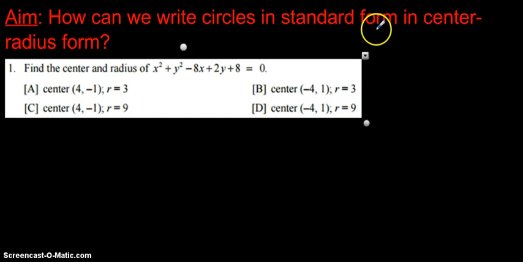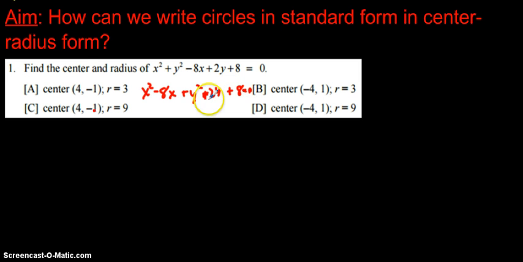So let's see how we can do that without a calculator or a computer. Firstly, we want to put the x terms together. So this will become x squared minus 8x plus y squared plus 2y. And I'm going to move the 8 to the other side afterwards.